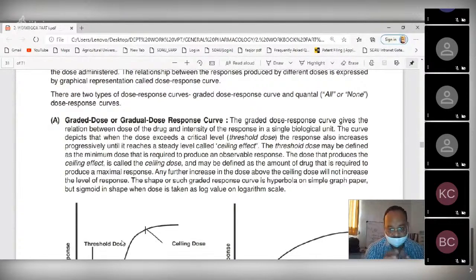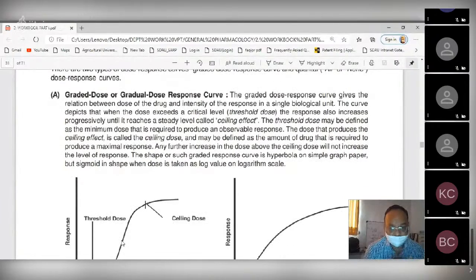That means here the single dose, for a single human being, is used to study the graded dose response curve. The curve represents that as the dose level increases, the response also increases progressively until it reaches a steady level called the ceiling effect.